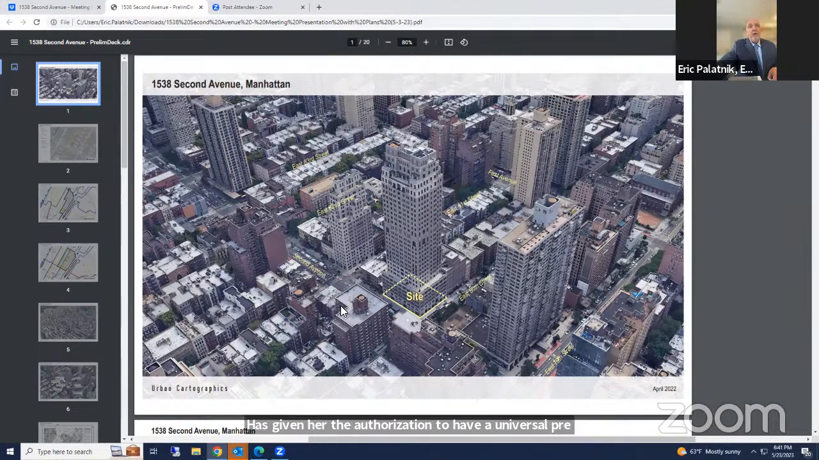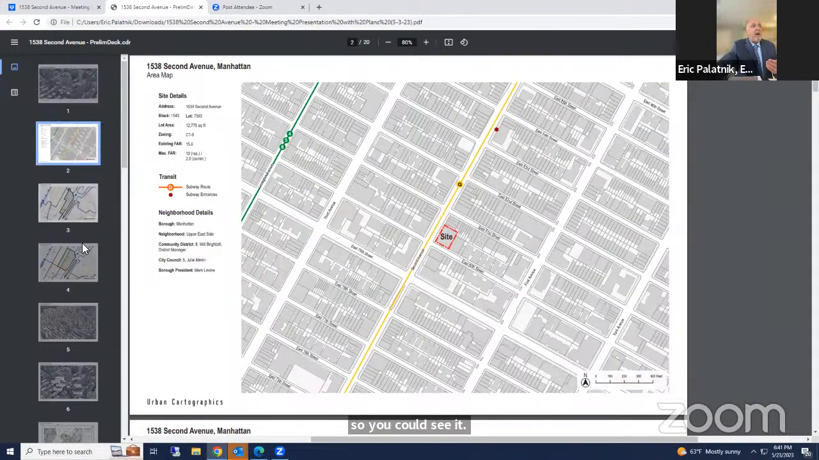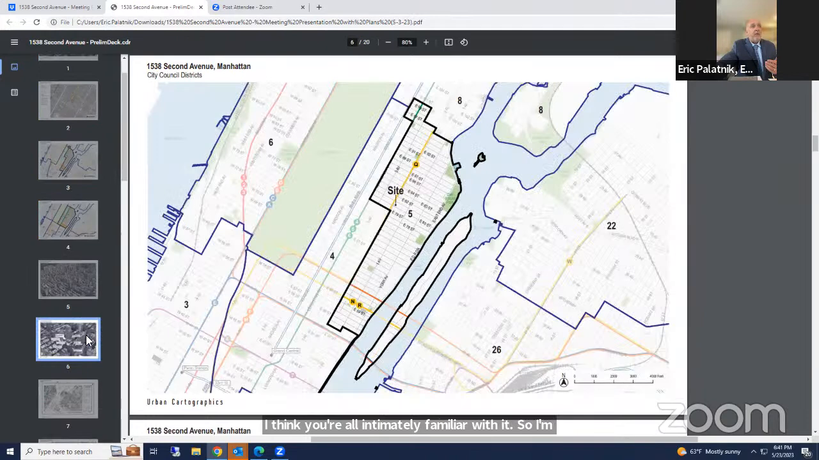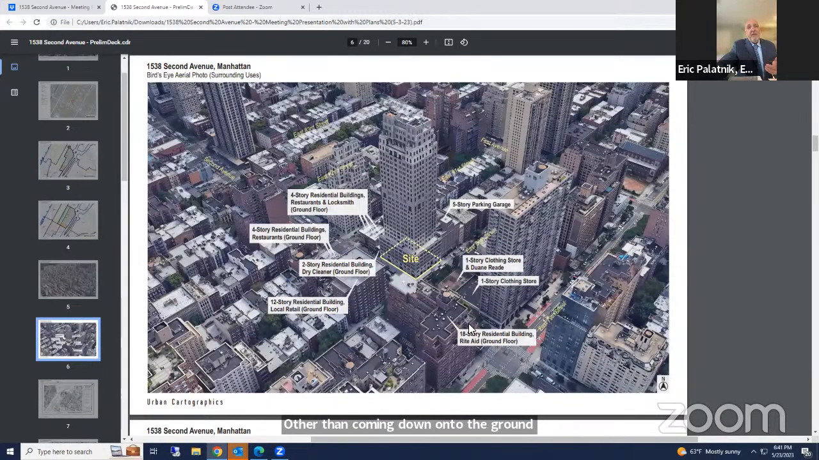I'll go through the site a little bit with you just so you could see it. I think you're all intimately familiar with it, so I'm not going to spend that much time other than coming down onto the ground a little bit here for you. This slide is here to show you surrounding retail uses. Part of the findings that we're required to make as a part of our certification application is to show you that the use of the space as a community facility, a daycare, a pre-K, universal pre-K, is not pushing out or eliminating any other retail opportunities that would deprive area residents of local retail.